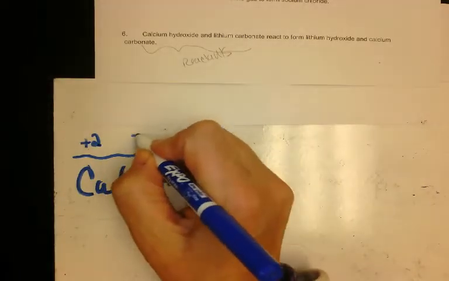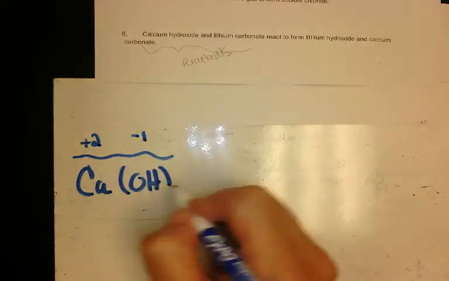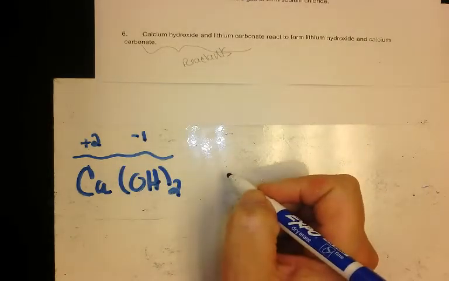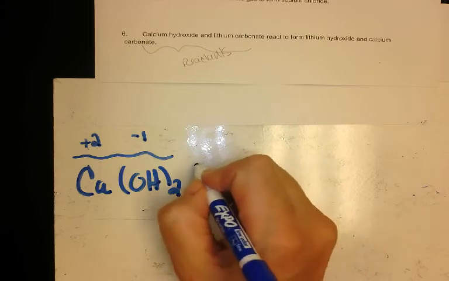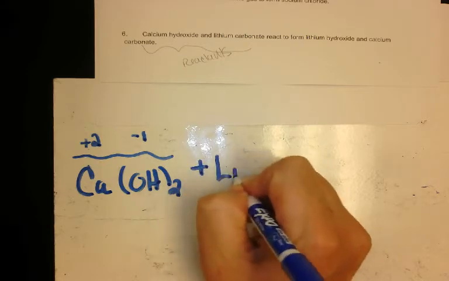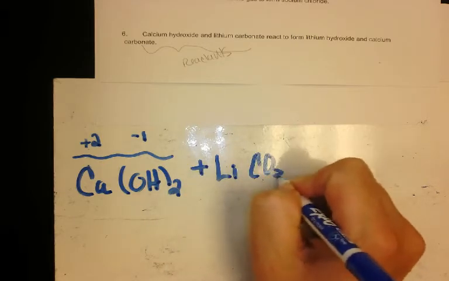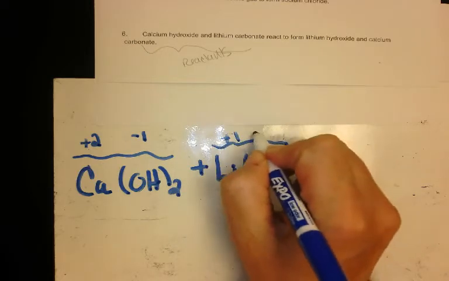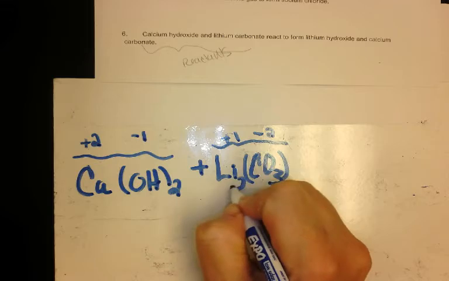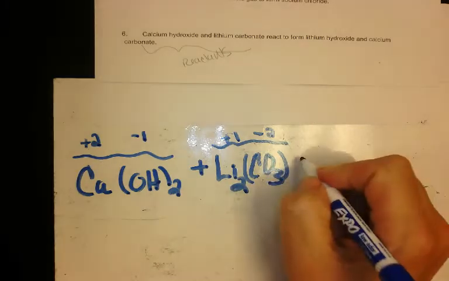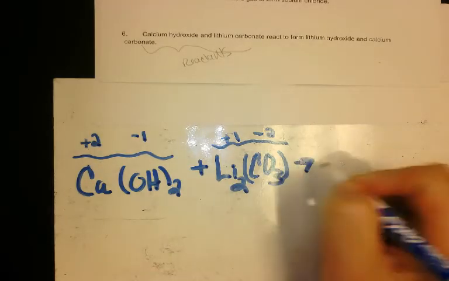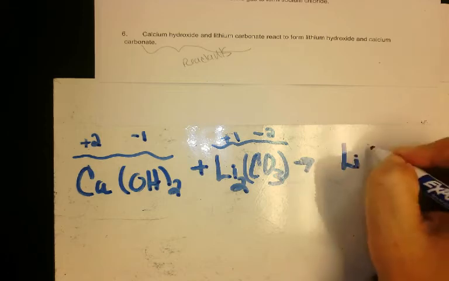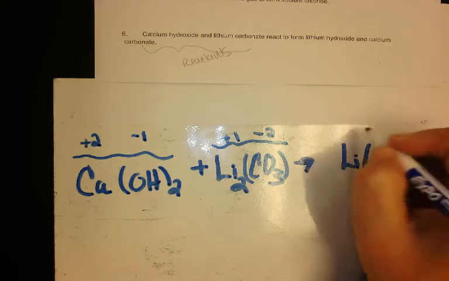Calcium is a +2 from your periodic table, group 2. Hydroxide is a polyatomic. Crisscross applesauce, I have that. So we have calcium hydroxide and lithium carbonate. Lithium carbonate, CO3 is a polyatomic. Lithium is a +1 from my periodic table. Carbonate's a -2, so that needs a 2 subscript there. And these guys are going to form lithium hydroxide.